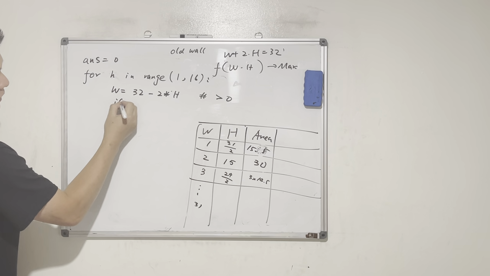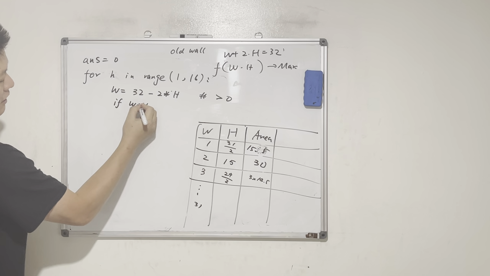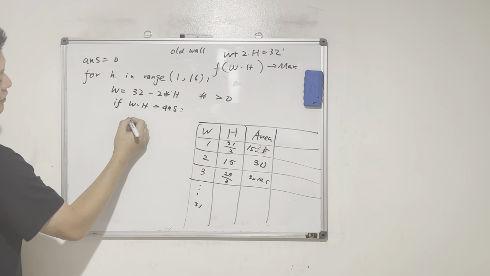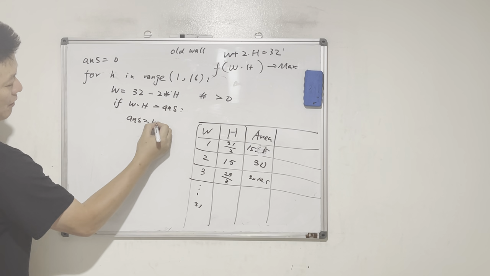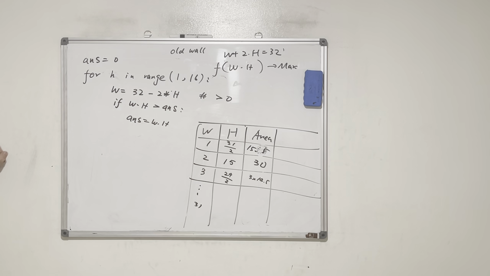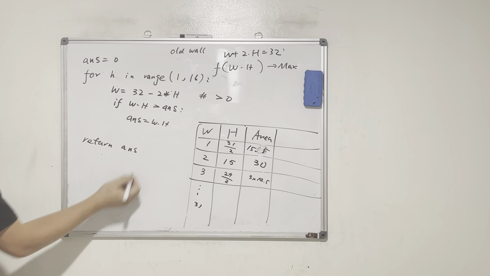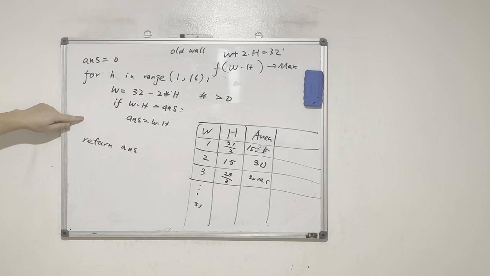Look, if W times H is bigger than the answer, then we keep it: answer equals W times H. And then at last we just return the answer. This is the maximum area we can get. Got it? Yeah, try it.